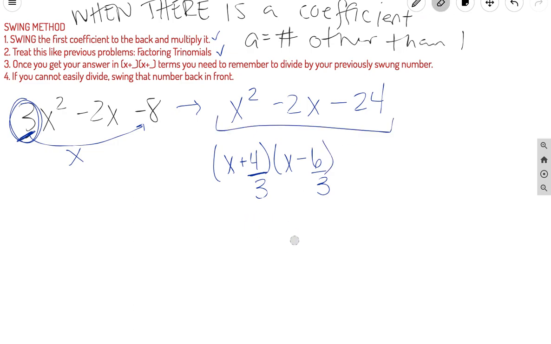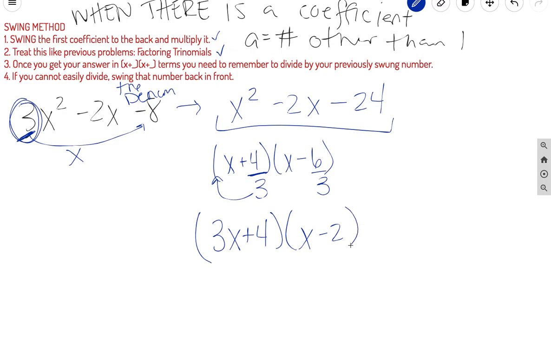So if it doesn't come out to be a nice whole number, what step 4 is telling us is to swing the denominator to the front. And we're going to swing this to the front. So this becomes 3x plus 4. Now, notice for this one, negative 6 divided by 3 does come out to be a nice number. Because it comes out to be a nice whole number, we can just keep it like that. Just simplify that answer and write it right there.